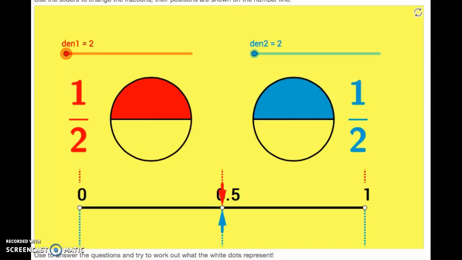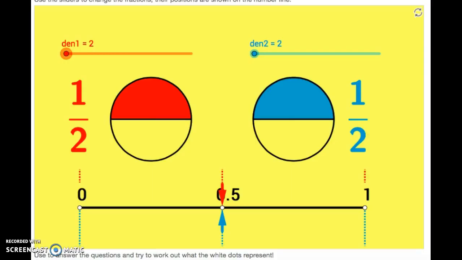Okay, class, we are going to start today with comparing fractions. And first, I want to make sure that everyone is on this site and you can see my screen, so afterward you know how to get there. So today we're going to be talking about equivalent fractions.